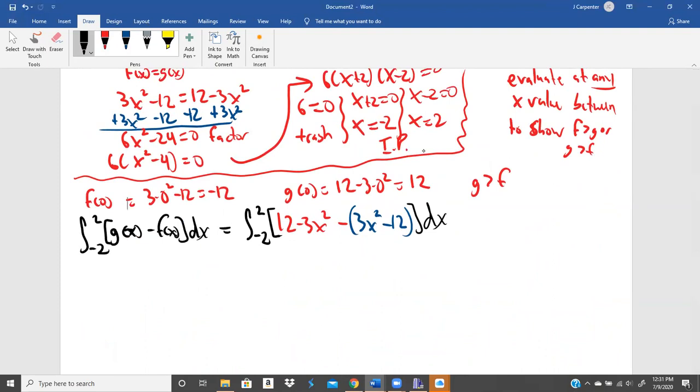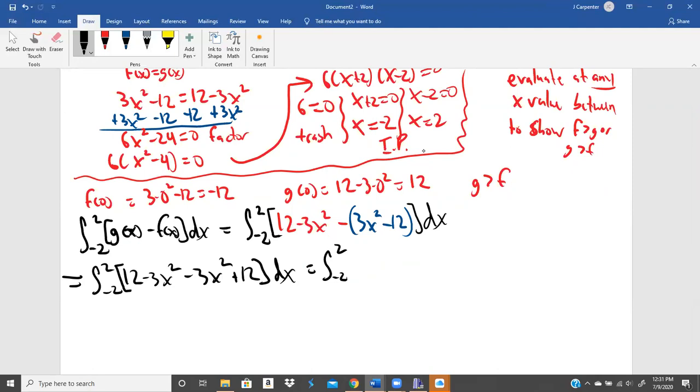All right, let's distribute the negative, so we get the integral of -2 to +2, 12 minus 3x squared minus 3x squared plus 12 over dx, which would be the integral from -2 to +2. The 12 stack, the -3x squared stack, so that's -6x squared plus 24. It's actually not a coincidence that this is the same thing that we saw when we were solving the equation. It could be opposite in sign potentially, fair warning. But the terms in magnitude are the same.